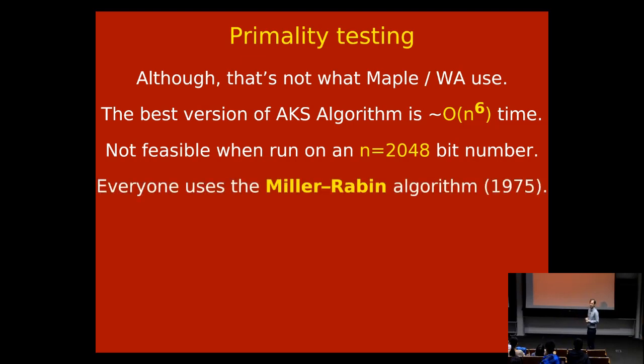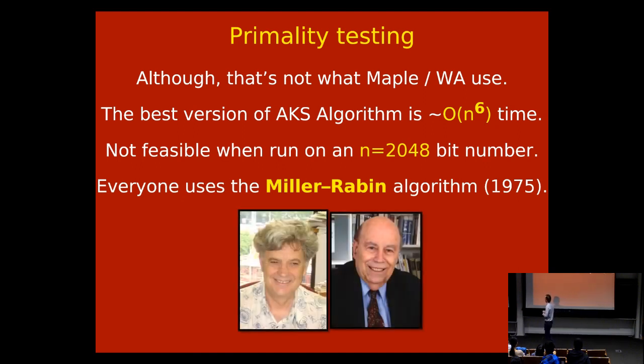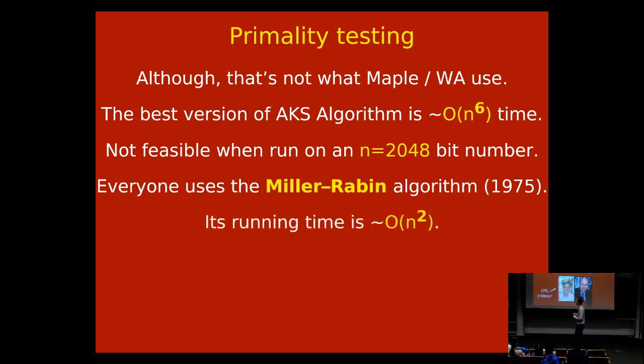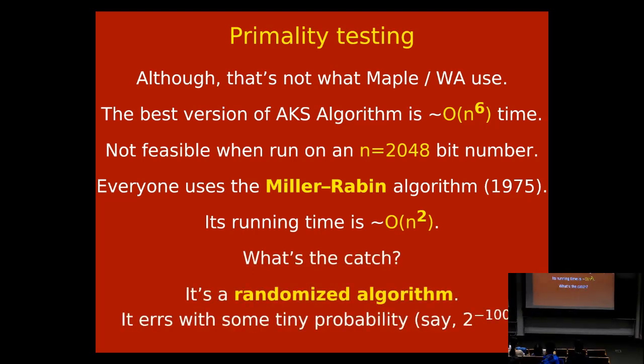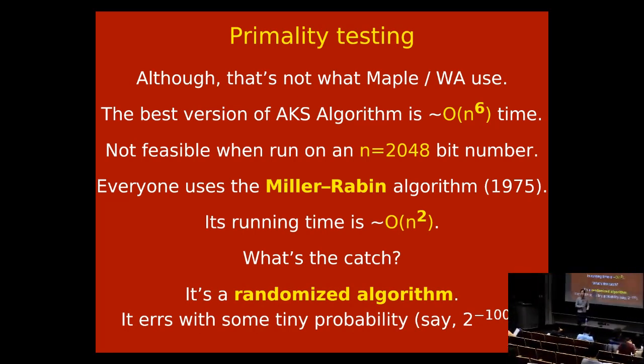So what do they do? Well, they use a different algorithm called the Miller-Rabin algorithm, which is from 40 years ago. It's Miller and Rabin. He's a CMU professor here, so give him a high five if you see him. Its running time is basically n squared. OK, and that's what people use. Now, you might say, what's the catch? Why didn't you tell me about this algorithm before? Well, there is a small catch, which is that it's a randomized algorithm.